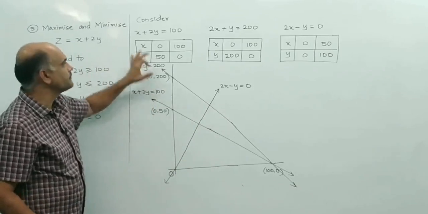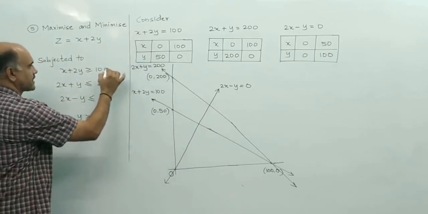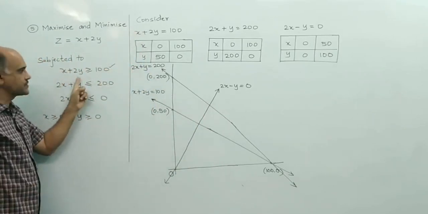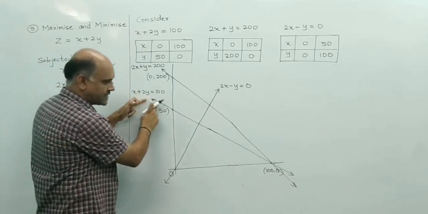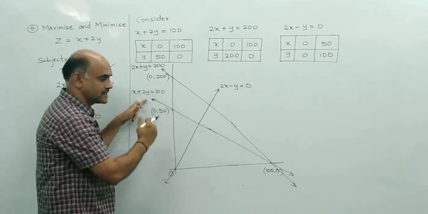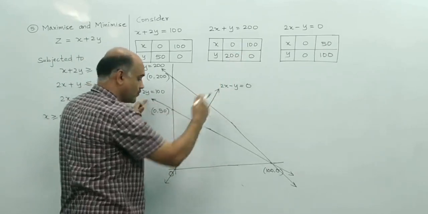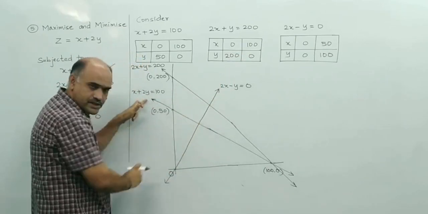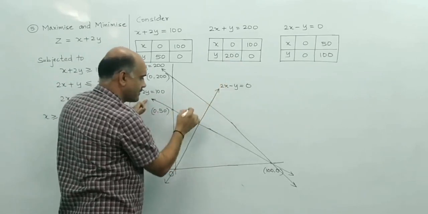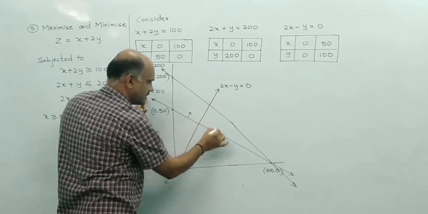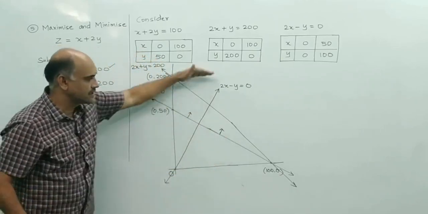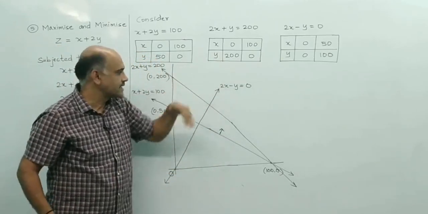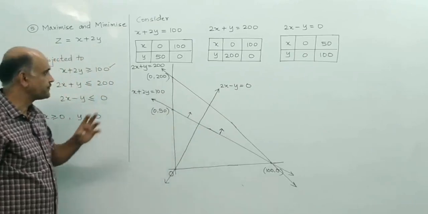Now pay attention. First equation, if I take x plus 2y is greater than or equal to 100, so x plus 2y is this line. Greater than means it will come away from origin. Less than means it will be towards the origin, and greater than means away from the origin. So the region will come on this side. Greater than means on the other side, that is away from origin.